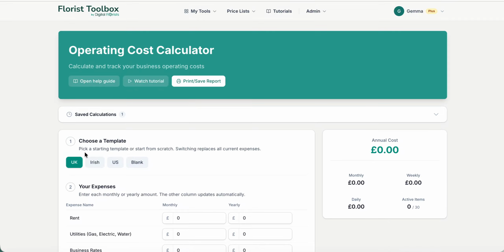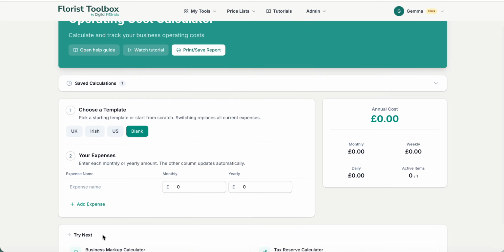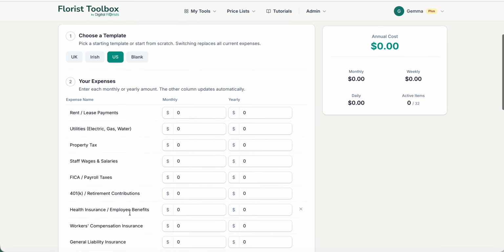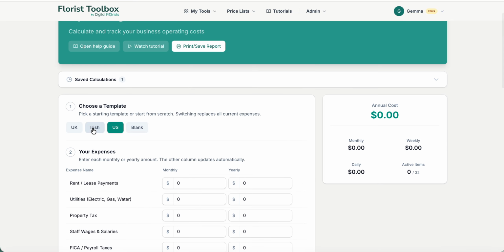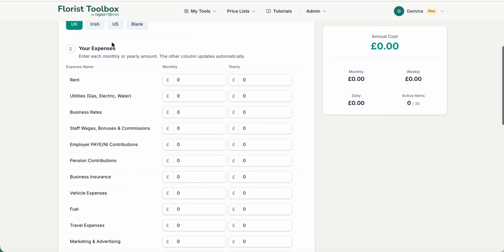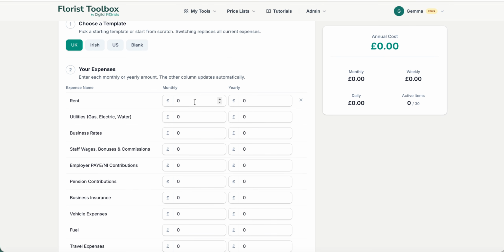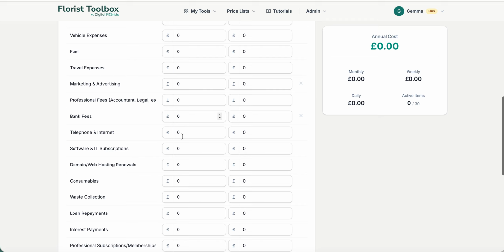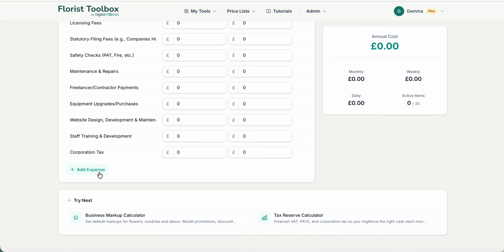You can choose a template, so you can choose UK, Irish, US or blank. The blank just gives you where you fill in your own expenses. There's a few different ones and different terminologies for the different US, Irish and UK. And for those ones, you don't have to fill them in. The idea is they're prompts of common operating expenses, so that you don't forget them. You can fill in all the ones you need, and if you've got any ad hoc ones which just apply to your business, you would just add them there.